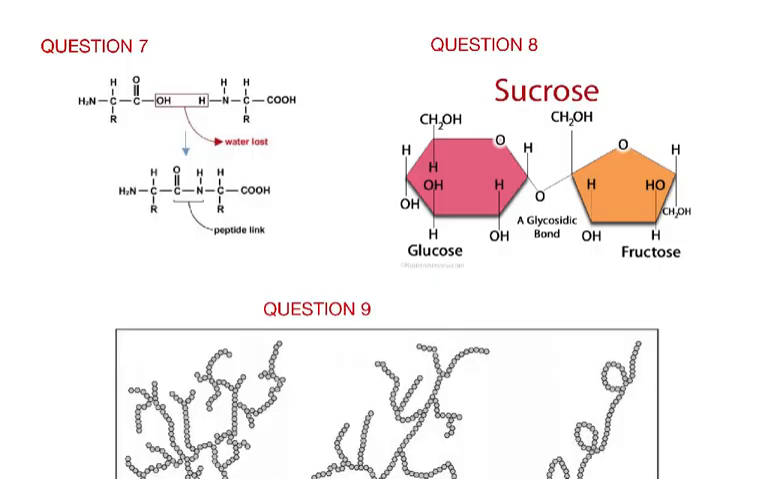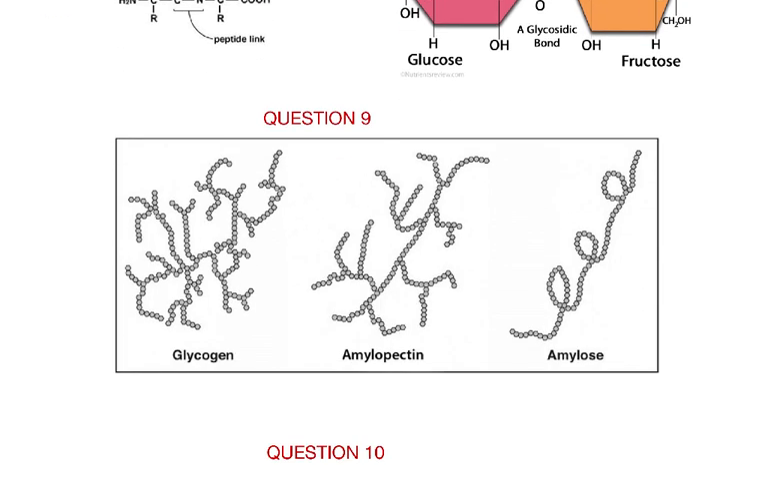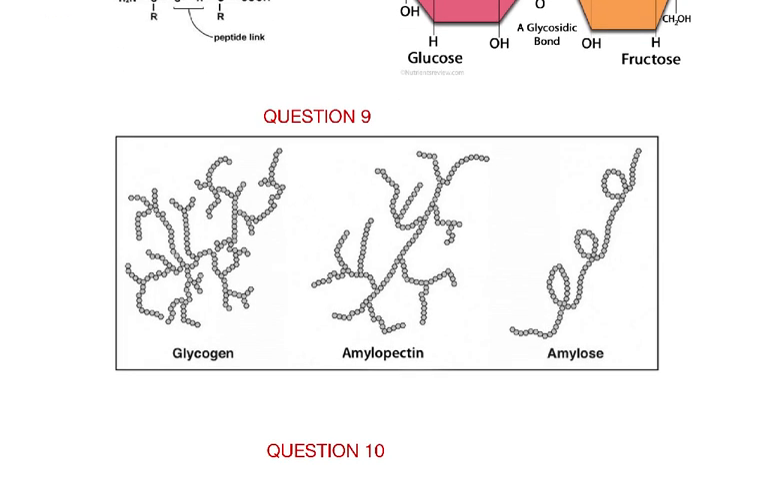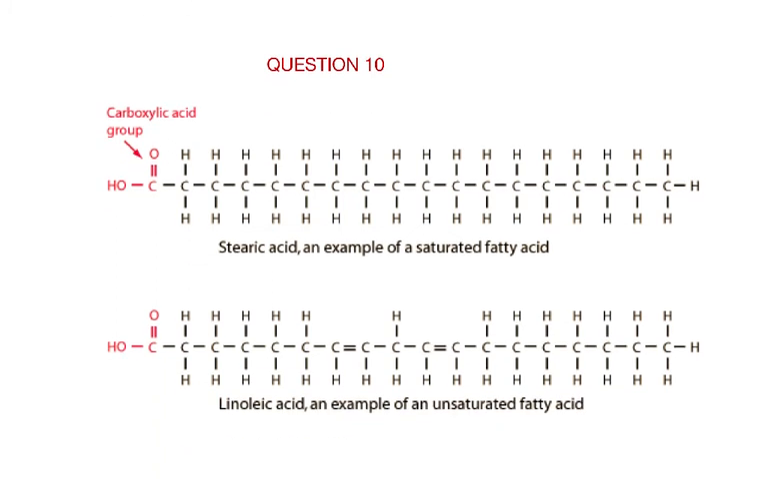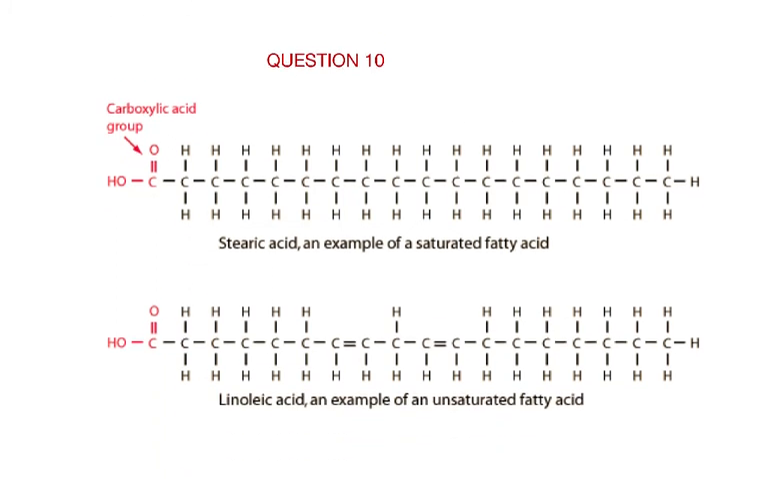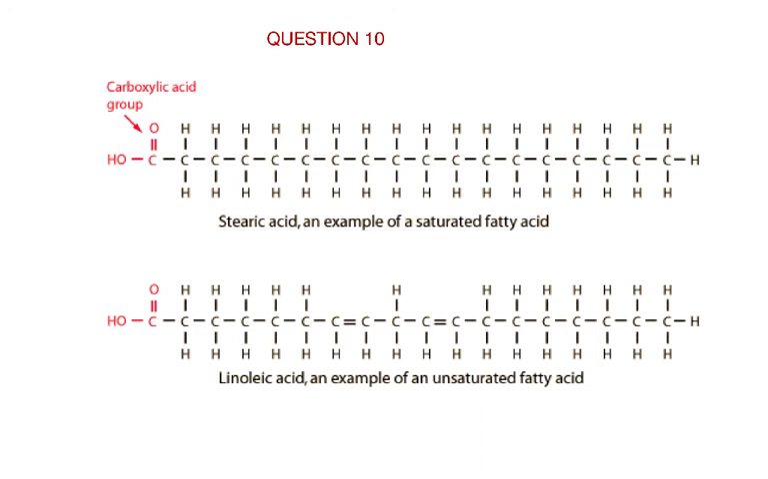Then question 7 and question 8, the diagrams which are relevant to that. Then the diagram relevant to question 9. And then of course this is question 10, which you have to figure out, the carboxylic acid group, stearic acid an example of a saturated fatty acid, and linoleic acid an example of an unsaturated fatty acid.